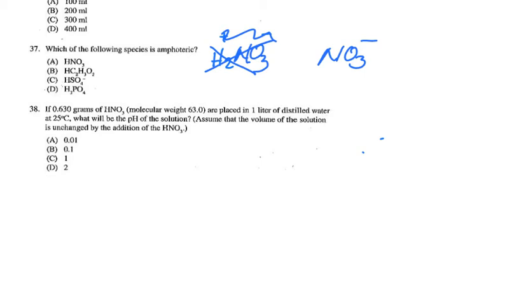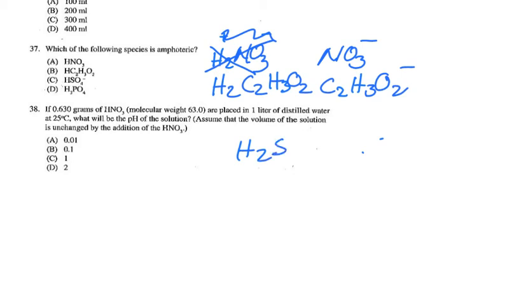You can do the same with B. You can say, well, if it lost an H, C2H3O2 minus, that seems reasonable. That's acetate ion. But could it gain one to become C2H3O2? And the answer is no. Acetate cannot pick up an extra one. C, I think, is going to be the answer because it could gain one to make H2SO4. We've seen that before. And it could lose one to make SO4 minus 2. So C is going to be the answer.